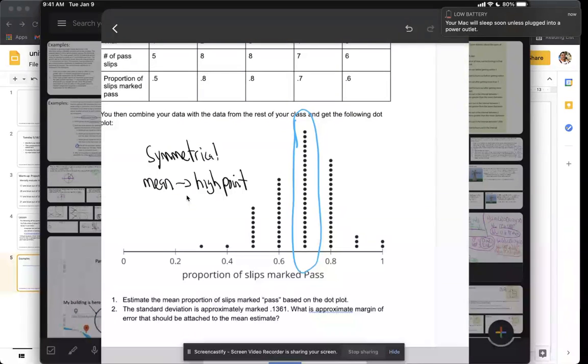So estimate the proportion. This is 0.6. This is 0.8. In the middle would be 0.7. So the mean proportion of slips marked pass based on the dot plot would be approximately 0.7. The standard deviation is approximately 0.1361. What is the approximate margin of error that should be attached to the mean estimate?